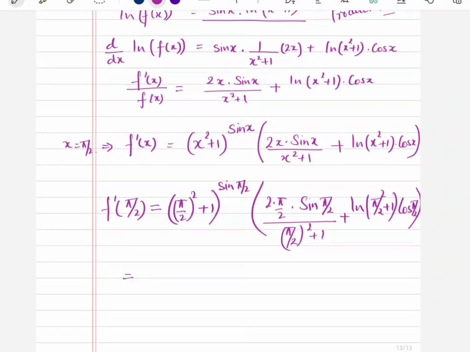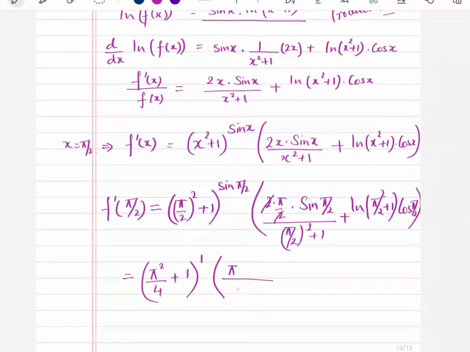Great. So now (pi over 2) squared plus 1 is going to be pi squared over 4 plus 1. Sine pi over 2, sine 90 degrees, is 1. We know that. In the bracket, 2 and 2 cancel, which will give me pi. Again, sine pi over 2 is 1, so that leaves me with 1. So times 1, or even if you don't write times 1, that's fine.